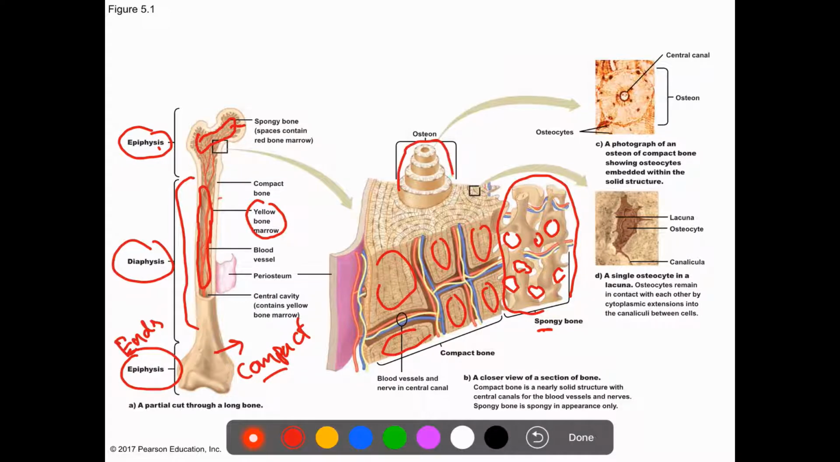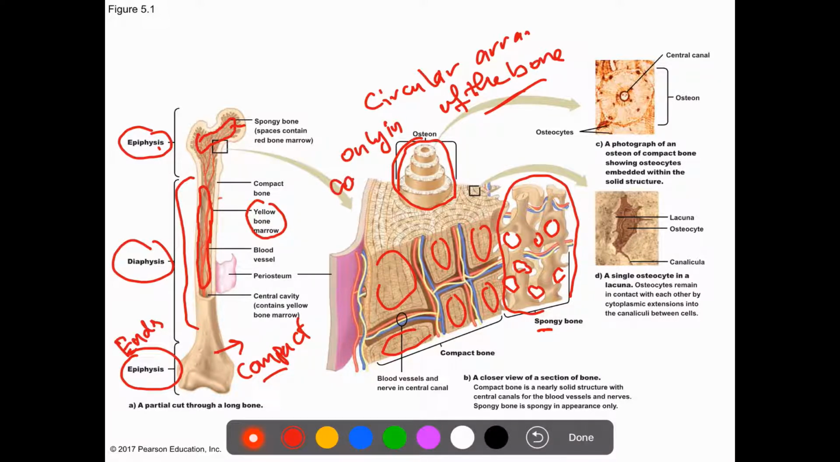This is the osteon, and the osteon is a circular arrangement of the bone, and technically we'll find it only in compact bone.